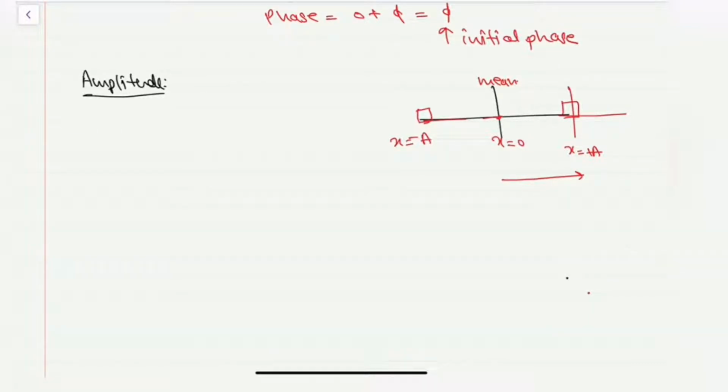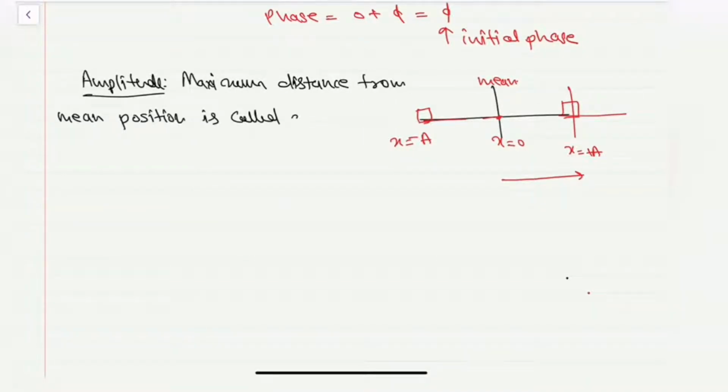So the definition of the amplitude can be written as: the maximum distance from mean position is called amplitude. In this case, this is the amplitude plus this is the amplitude. ध्यान रखने वाली बात है, एम्पलीट्यूड जो पॉजिटिव क्वांटिटी होती है ना, डिस्प्लेसमेंट नहीं है, डिस्टेंस है ये.